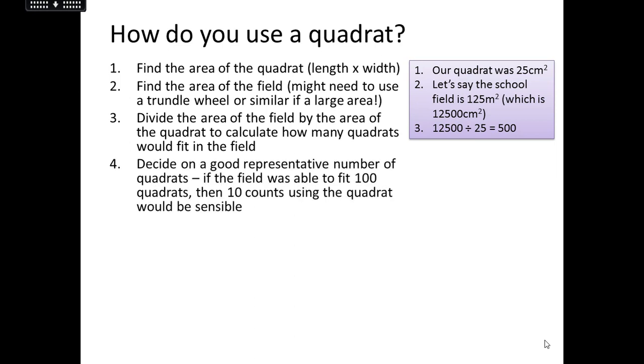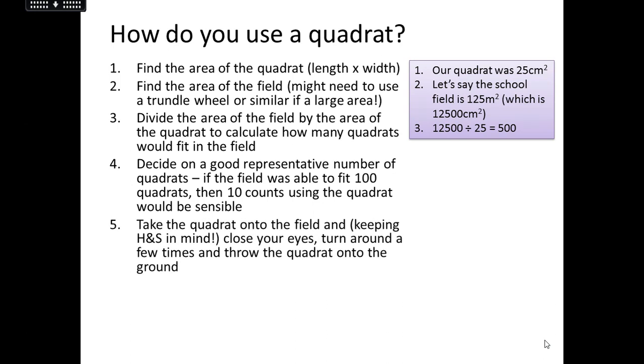Then you need to work out a sample size. So you think about how big your field is and how many quadrats you should be able to fit in, and you figure out the number of quadrats that would give you a bite-sized sample, a bite-sized taste of what it's like on the rest of the field. So for example, if you were able to fit 100 quadrats, then you would maybe do 10 counts using the quadrat. If, as we were able to fit 500, you might want to do 50, but if time allows, that's quite a large number. So we're going to go with 10 for our example.